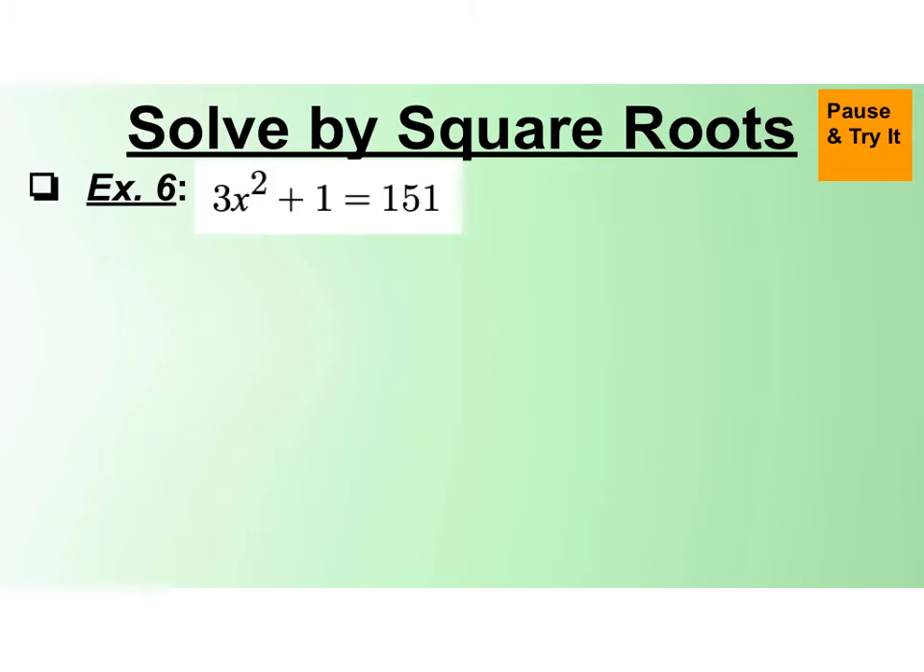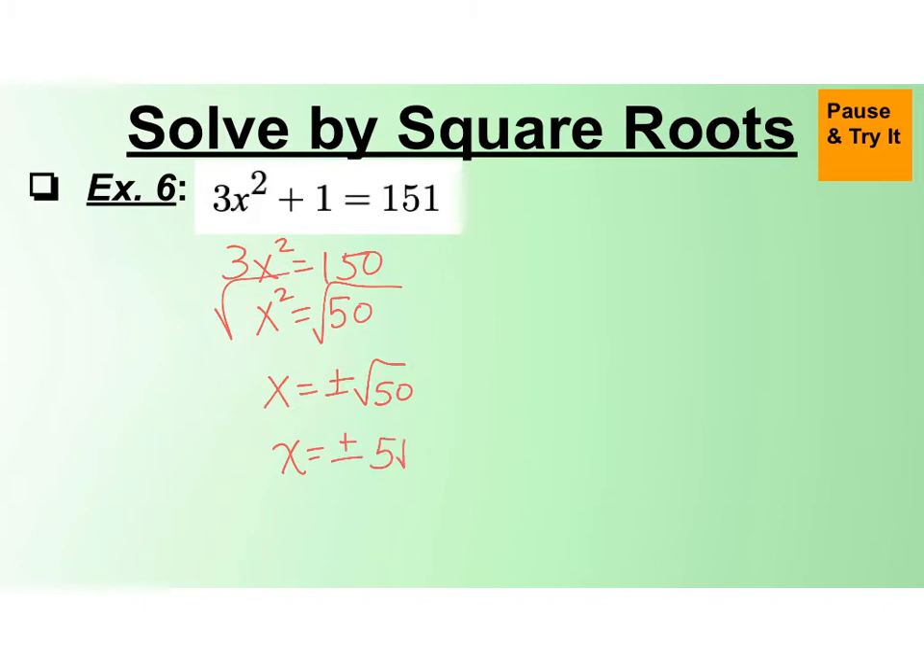Okay, so I'm going to get the x squared by itself. I'm going to subtract 1. I'm going to divide by the 3, so I get 50. And then I'm going to take the square root of both, remembering the plus or minus. And it is a square root, so I should simplify. That has a perfect square of 25, so it's going to become 5 root 2, plus or minus, 2 answers. That is the exact answer with the square root.